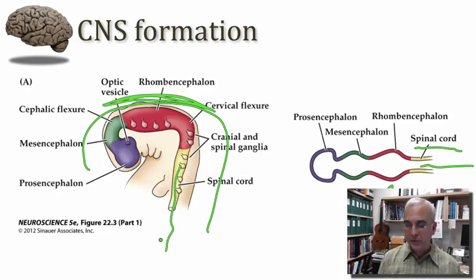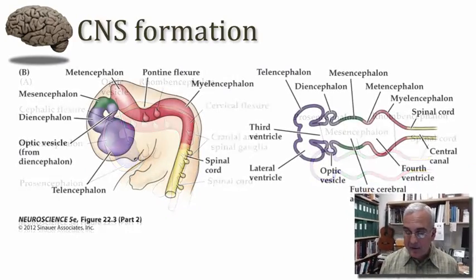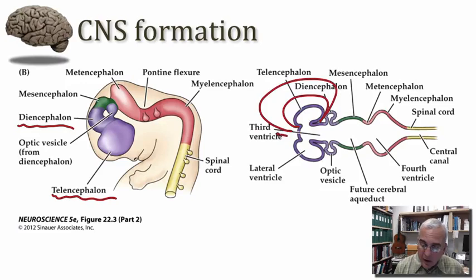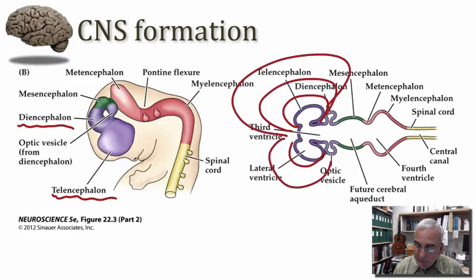So these 3 principal divisions go on in development, and they begin to further subdivide, specifically the prosencephalon and the rhombencephalon. So the prosencephalon begins to divide into 2 principal divisions, a diencephalon and a telencephalon. The telencephalon will begin to form these large vesicles that will continue to expand and dominate the developing nervous system. So these telencephalic vesicles are what will give rise to the cerebral hemispheres.